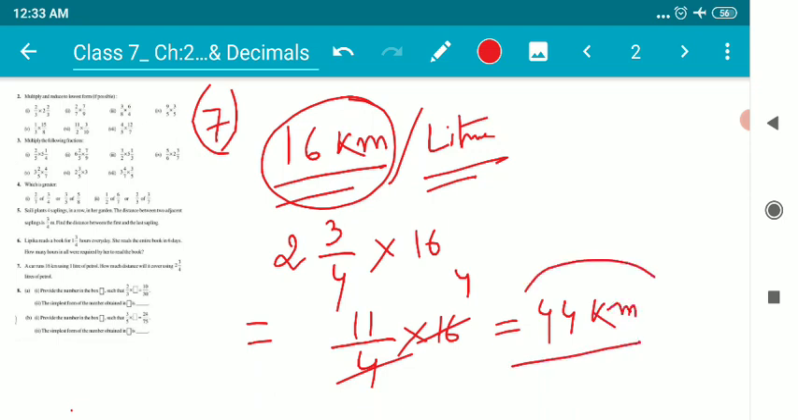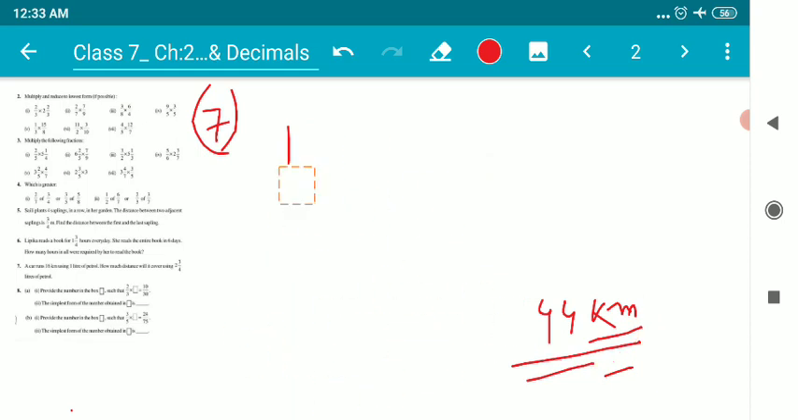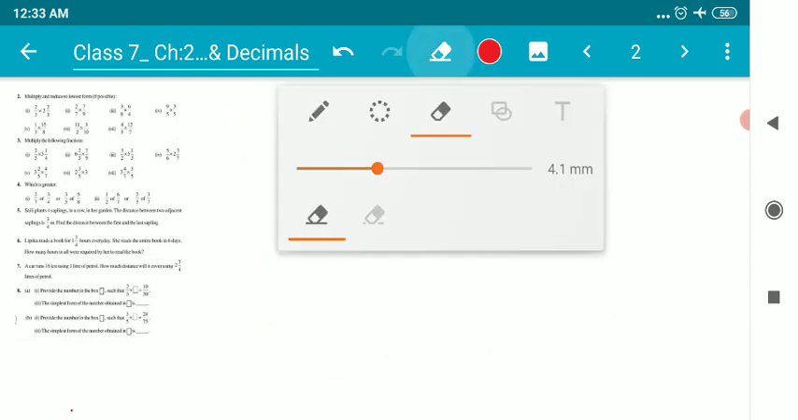We must write the unit, otherwise the answer will be considered wrong, because we are calculating the distance that can be traveled by the vehicle. So if you write simply only 44, it will be considered as wrong. You have to mention the unit as well, the unit of distance. Okay, so I believe it's clear to everyone. This was a very simple question.